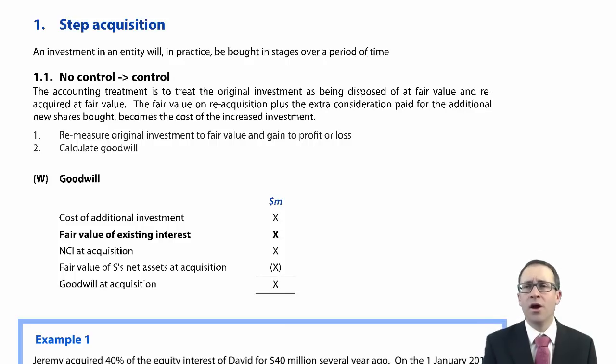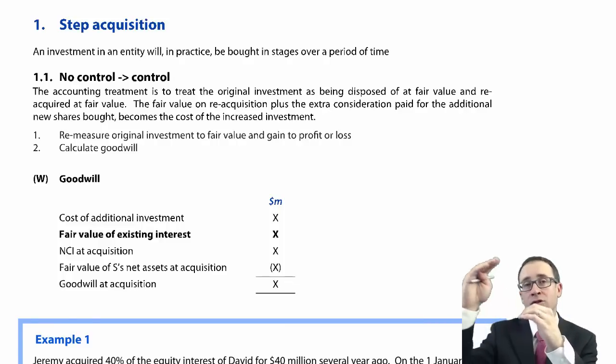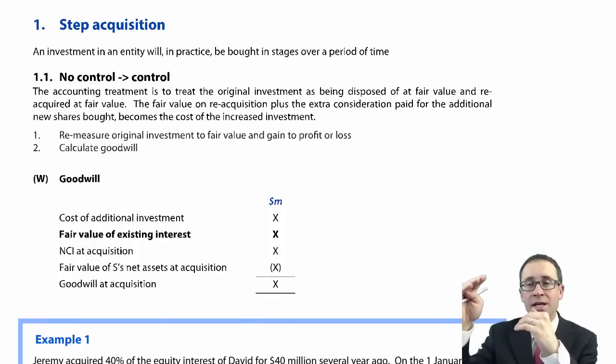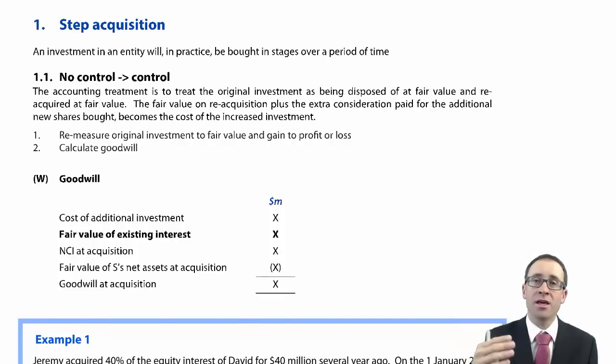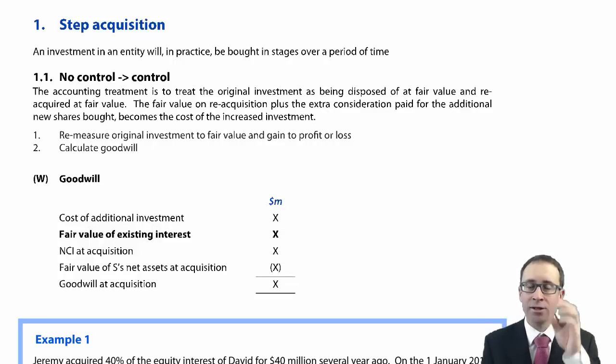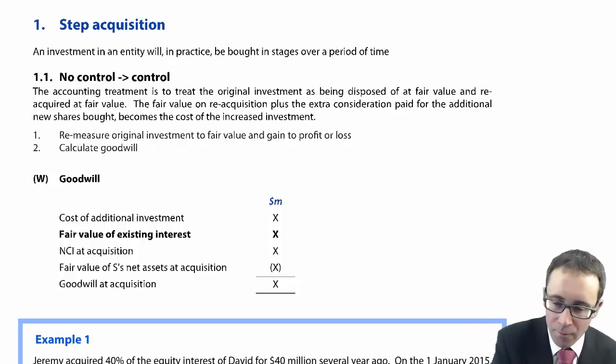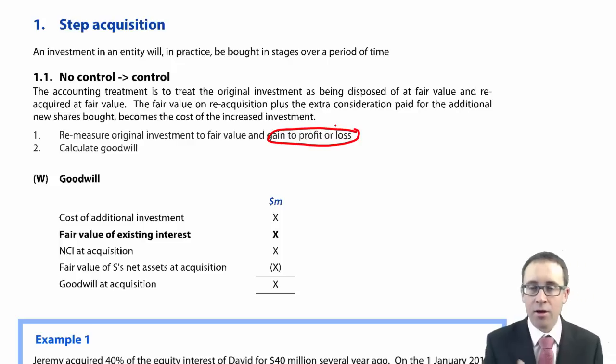So if we own 40%, we say we've disposed of that 40% at its old cost. We now re-recognize the 40% at its fair value, so you will have a gain on that old investment. Then you look at the extra investment you have made to take it from, say, 40% up to, say, 70%. And that's when you begin thinking about calculating your goodwill. So there's two things to think about. The original investment is disposed of and then re-recognized at fair value. That fair value remeasurement will give you a gain, and that gain goes to profit or loss.